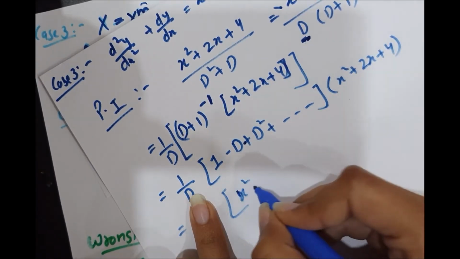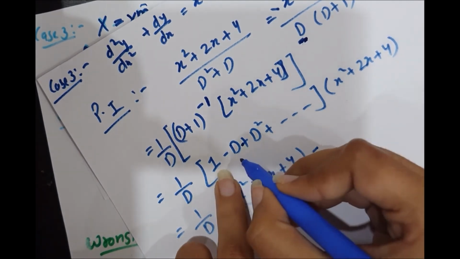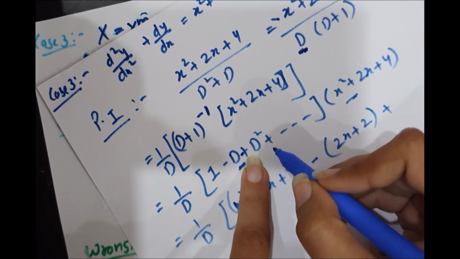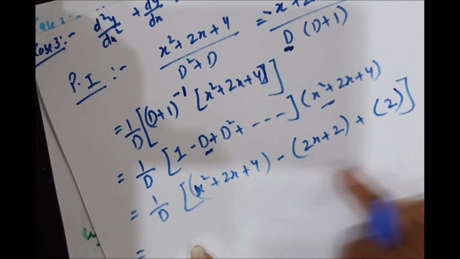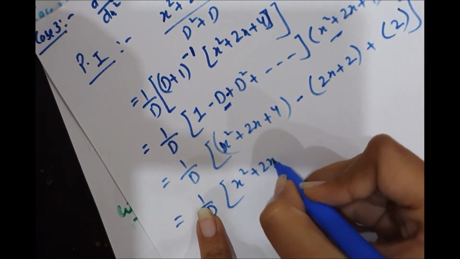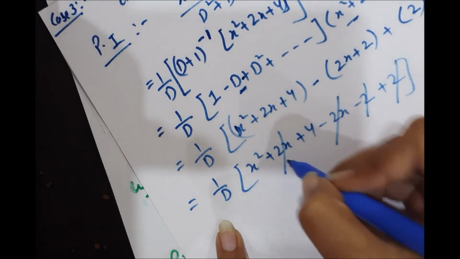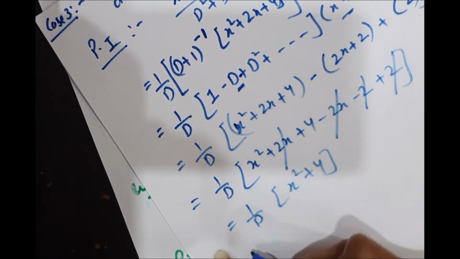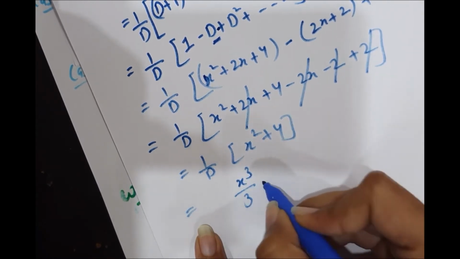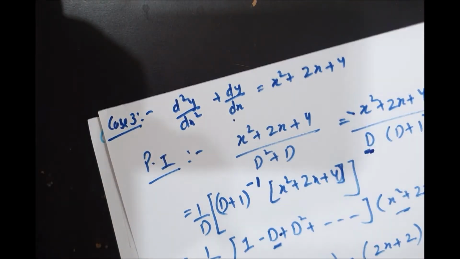Now multiply. Now multiply and differentiate as required. Now differentiate it. Here D square, so double differentiation. Now open it. We come out with this. Now integrate it. So the particular solution of this function comes out to be this.